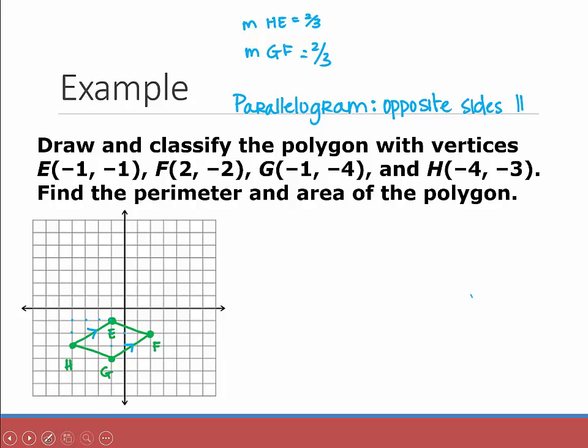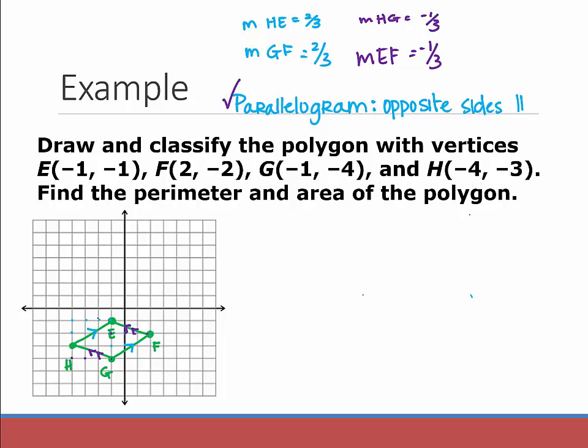And then do the same thing for HG and EF. So HG, I'd go down 1 over 1, 2, 3, and -1/3. And EF, I'd go down 1 over 1, 2, 3. So because I know that these are parallel to each other, I can say for certain that this is a parallelogram. So now to find the perimeter, I need to know the distance all the way around.